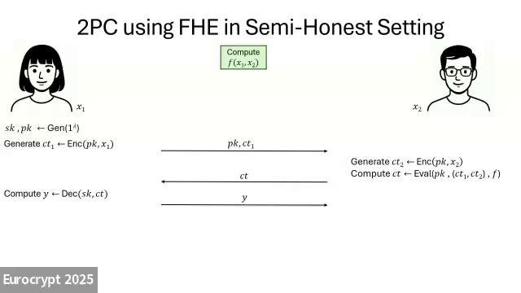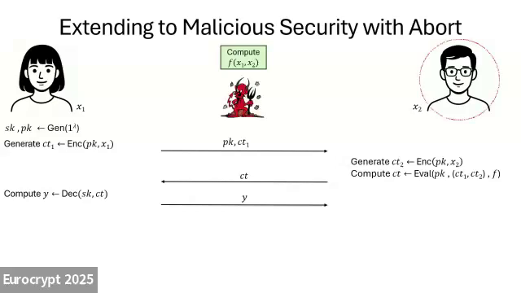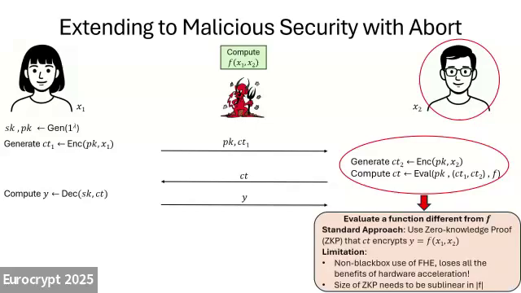So this is fine in a semi-honest setting. But now let us see what are the pitfalls we face when we try to extend this protocol in the malicious setting. So now let us assume that Bob is the one that is corrupted. In this case, what Bob can do is evaluate an arbitrary function that is not equal to f. So then, as discussed earlier, the standard approach is to just use zero-knowledge proofs. But unfortunately, this is not good for us because it would make non-black-box use of FHE. And moreover, we would also require that the size of the zero-knowledge proof is sublinear in n, so that we satisfy our goal of succinct communication.